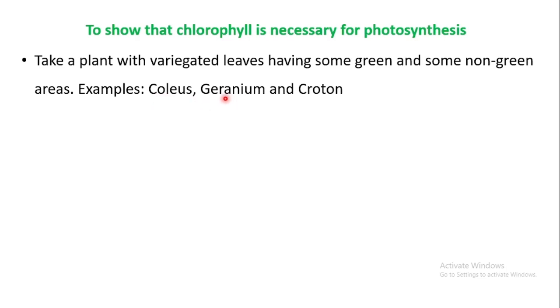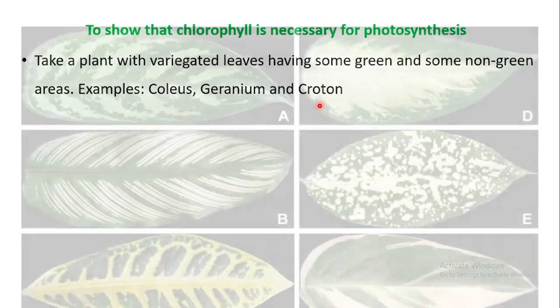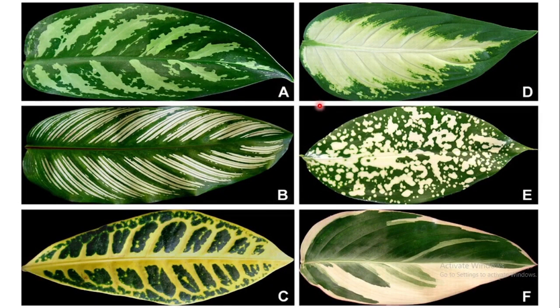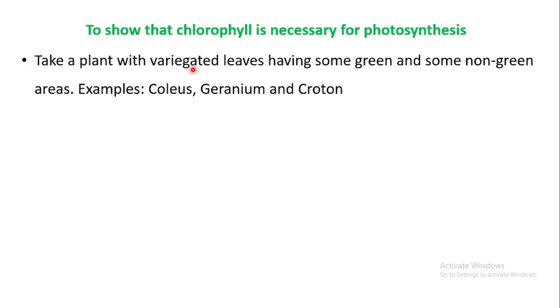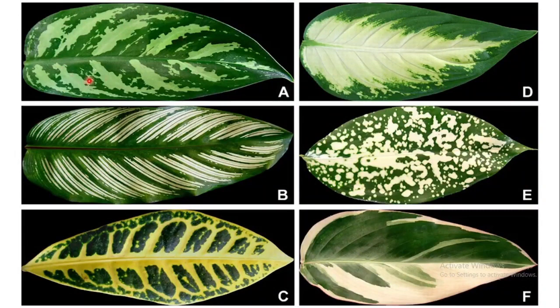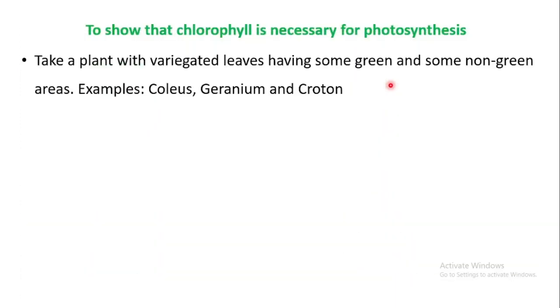Examples are coleus, geranium and croton. So these are some examples of variegated leaves. Can you see? These have white patches, these have green patches, these have white stripes, these have white dots. Mostly this type of leaf, the leaf D, is selected for this experiment.